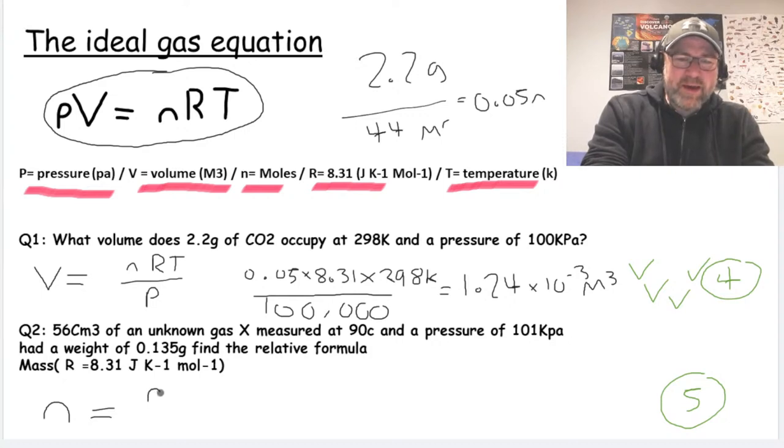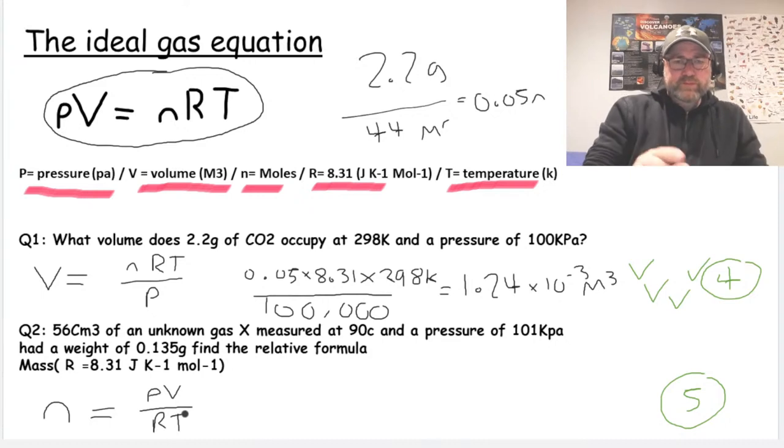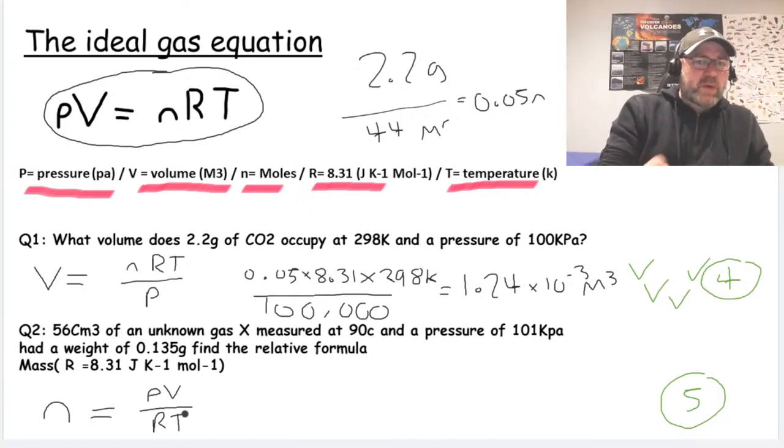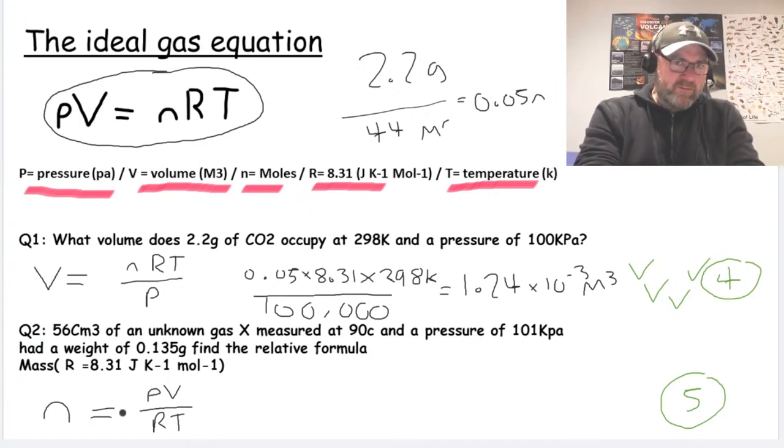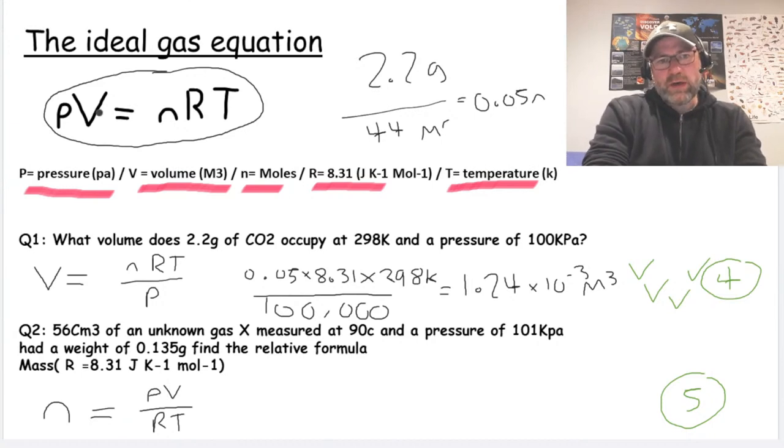I can do PV divided by RT. Yeah. I can just divide both sides by RT. So PV over RT, right? We'll leave moles by itself. So let's see if we can work that out.